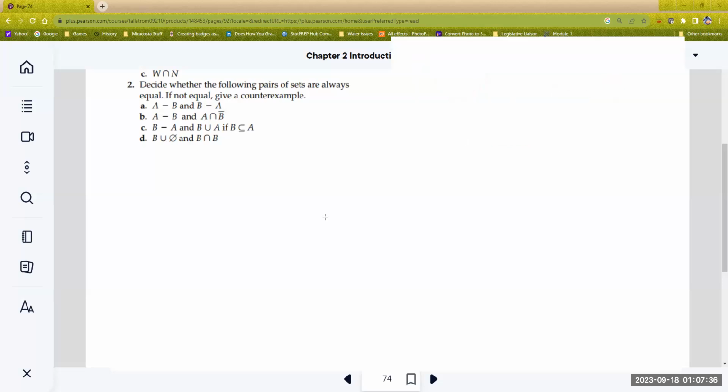So again, not going to do all of them. There's 4 different parts, but your goal is to decide whether these are always equal. Now, they didn't tell me what A is. They didn't tell me what B is, but they just said, is A set difference B the same as B set difference A?